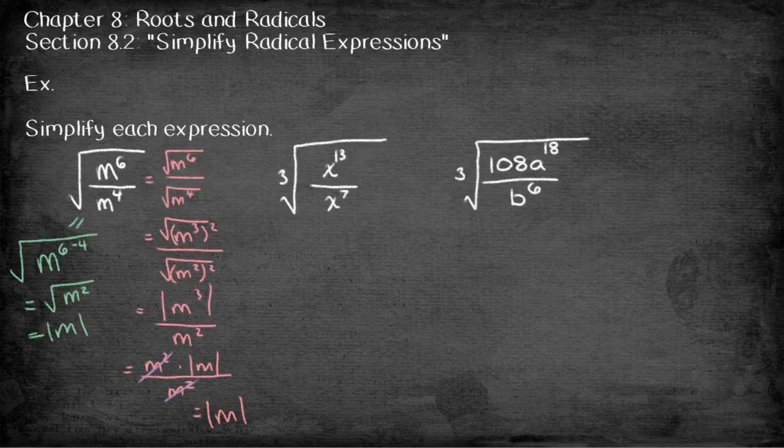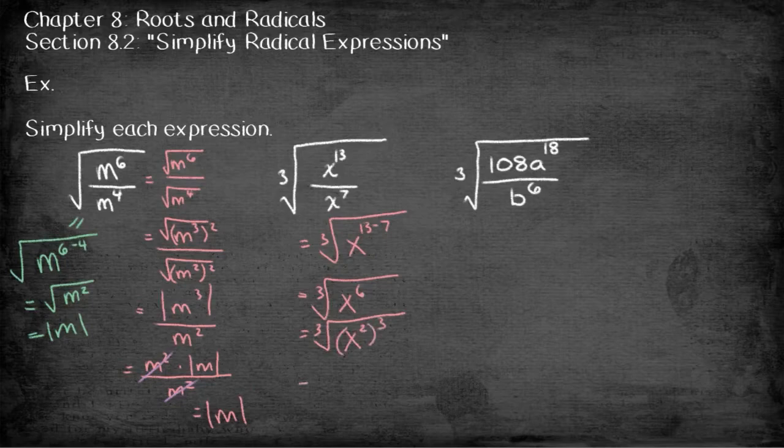All right, second example, you know what, I'm going to apply the properties of exponents that we know and love so much. So we have x to the 13 minus 7. That's the cube root of x to the 6th, which is equal to the cube root of x squared cubed, or in other words, x squared. Now for this one, there's no reducing inside of the radical, so I really do have to resort to looking at separate radicals in the numerator and denominator.